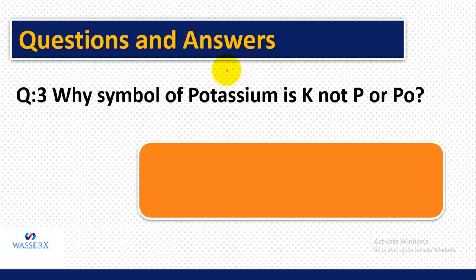The third question is, why is the symbol of potassium K, not P or PO? The answer is, as I have already told you, that the symbols can be derived from Latin names or English names. So here the symbol for potassium is derived from its Latin name, that is kalium. So the symbol is K, the first letter of the Latin name.